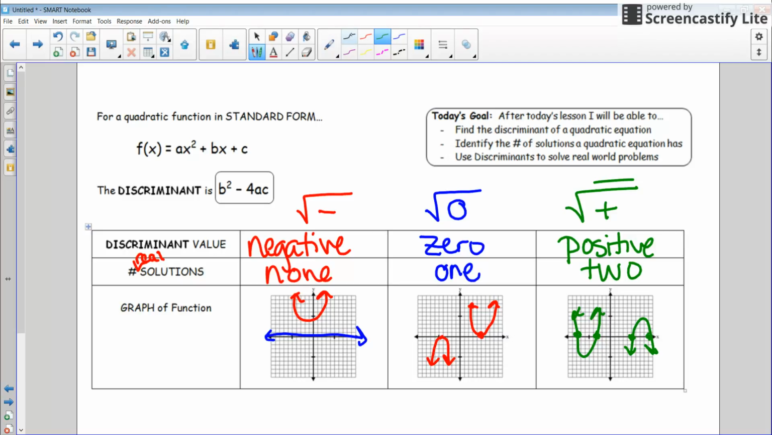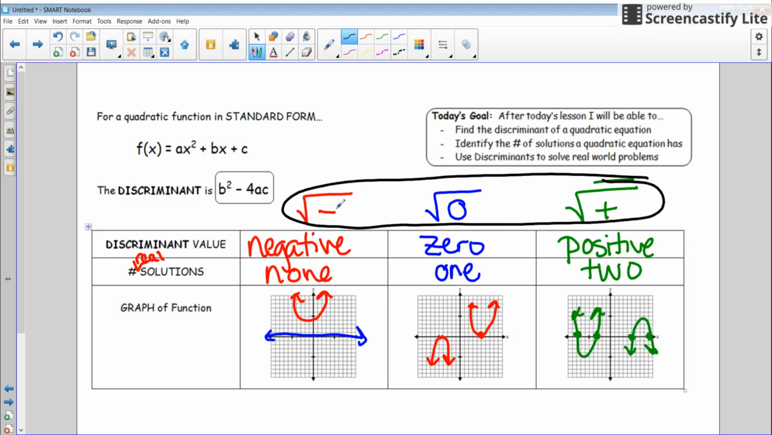So the value of the discriminant is not as important as its sign. So a negative value, no real solutions. A value of 0, which is neither negative nor positive, will leave you with 1 real solution, and a discriminant value that's positive will have 2 real solutions.